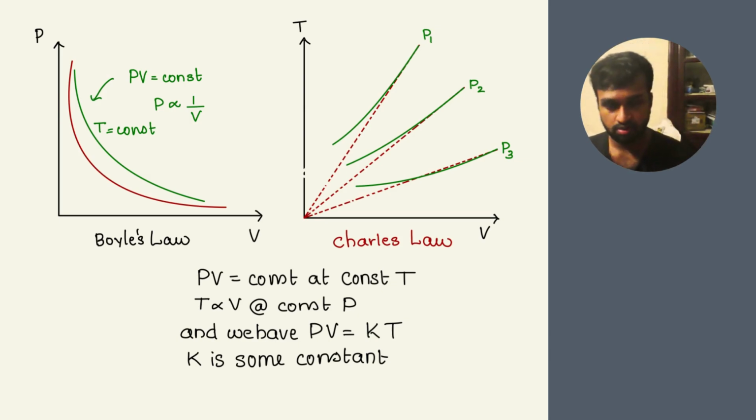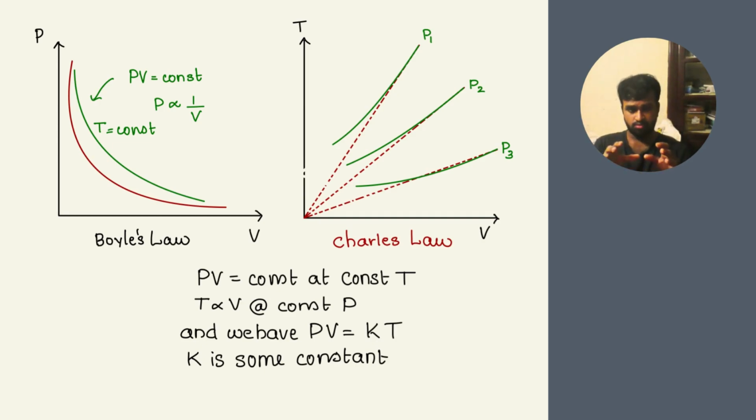Hence, we have our ideal gas equation, which is PV equal to capital N into small k into T, where capital N is the number of molecules in the gas, and that small k is a constant which is universal for all gases. That constant is known as not the universal gas constant, but the Boltzmann constant.